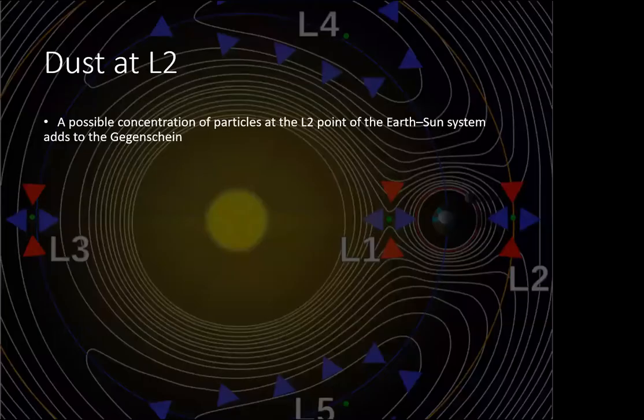Now, another phenomenon that also contributes to this is the Lagrange point, L2. So let's have a look at these Lagrange points. We've got the sun and the Earth here, and the Earth moving around its orbit like this.